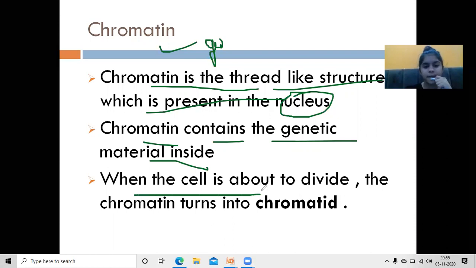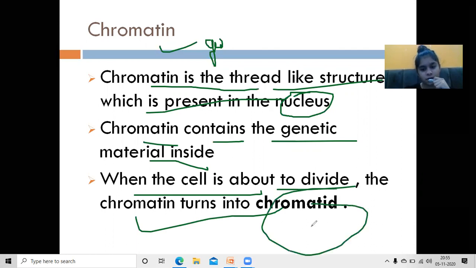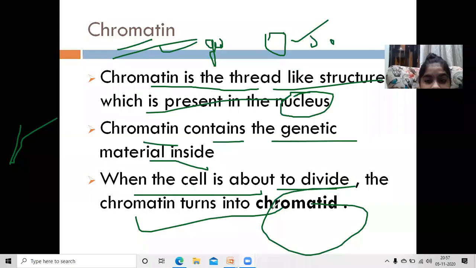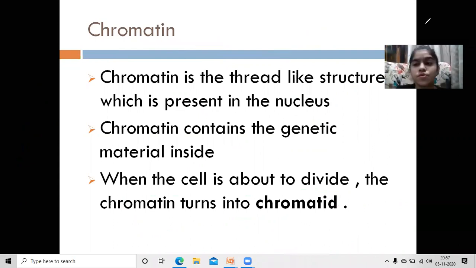Now when the cell is about to divide, this chromatin turns into a chromatid. Take care. A cell, if it is about to divide, its chromatin changes into chromatid. How? They form such a structure. Okay, so look how they turn into some X-like structures like so. Wait, let me show you in a proper manner.